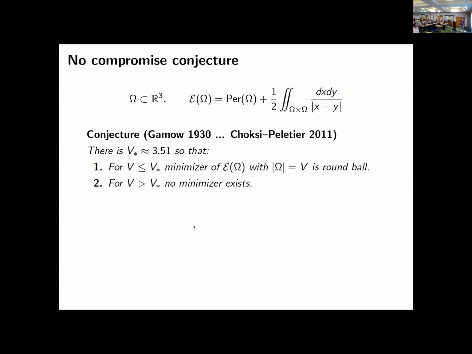And the conjecture says the following kind of striking claim. So there's a number, 3.5 something. You can compute it. It has an explicit algebraic representation. Or it's not an algebraic number, but it has an explicit form. And so for volumes below that number, the minimizer of this energy is exactly a round ball. And then when you get bigger than that, suddenly no minimizer exists, right? So for any region you could do slightly better by doing some other region.